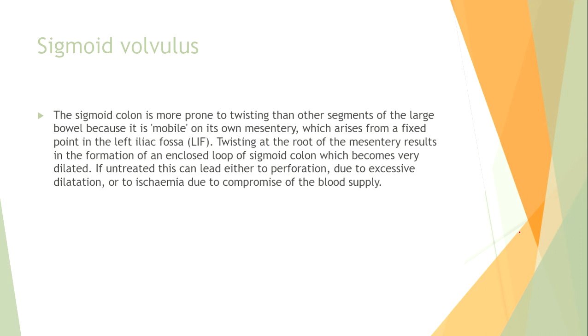Sigmoid volvulus. The sigmoid colon is most prone to twisting compared with other segments of the large bowel because it is mobile on its own mesentery, which arises from a fixed point in the left iliac fossa. Twisting at the root of the mesentery results in the formation of an enclosed loop of sigmoid colon, which becomes very dilated. If untreated, this can lead either to perforation due to excessive dilation or to ischemia due to compromise of the blood supply.